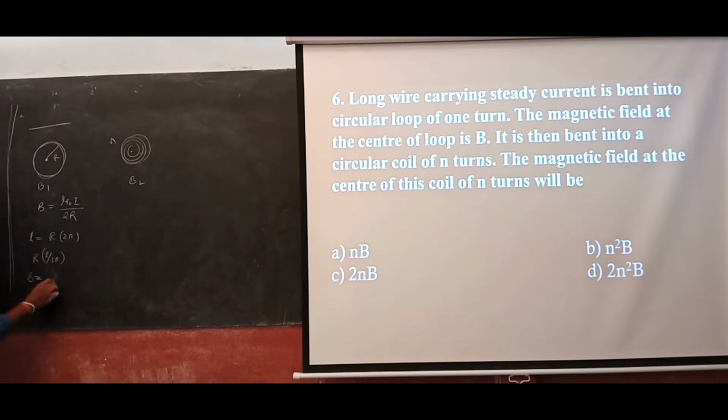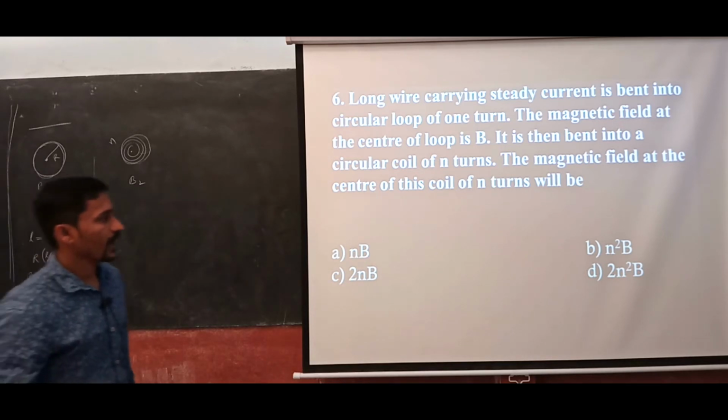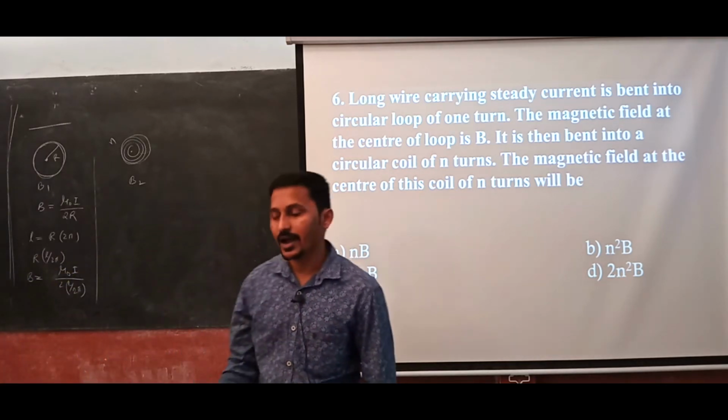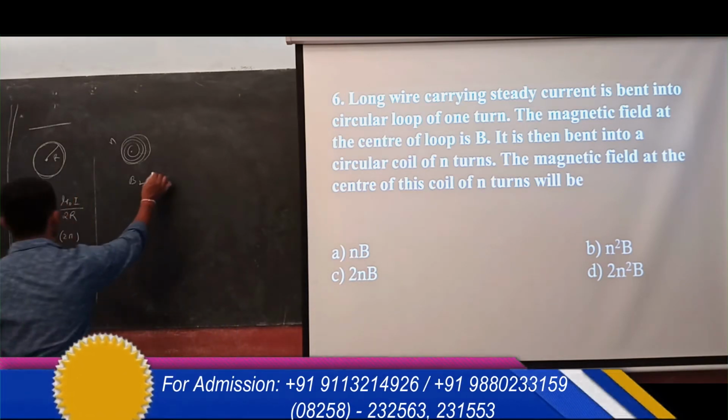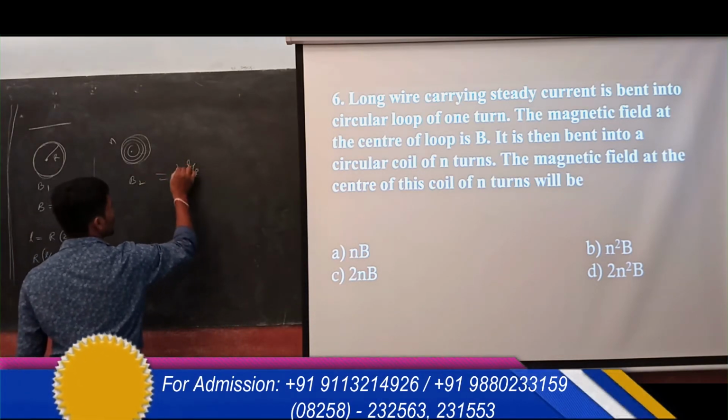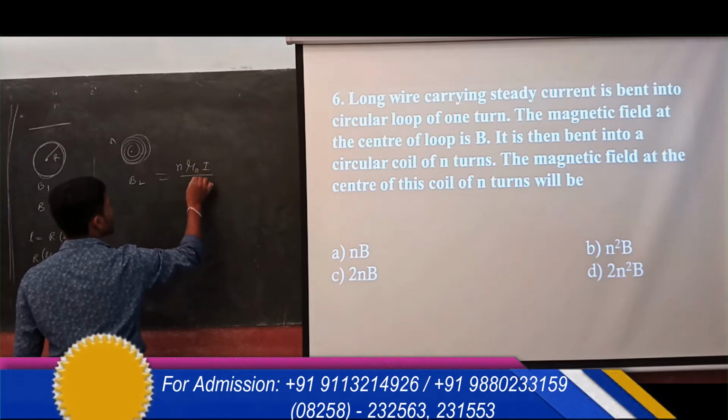So B, which is equal to mu naught I divided by 2 into L by 2 pi, you are going to get. But what about this case? Any guesses? How can I write it down for n? N terms are there, means B2 must be mu naught into n times I divided by 2r.